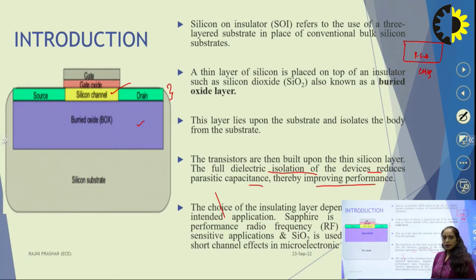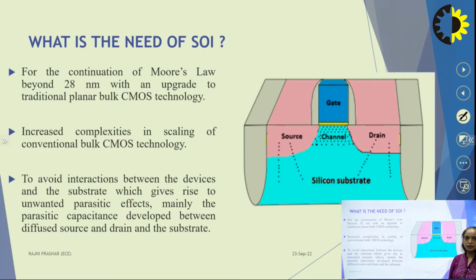The choice of this buried layer, and the silicon layer above it, depends upon the application. When we talk about circuits working at radio frequency, we generally use sapphire, and silicon dioxide is used to overcome the shortcomings in microelectronic devices.